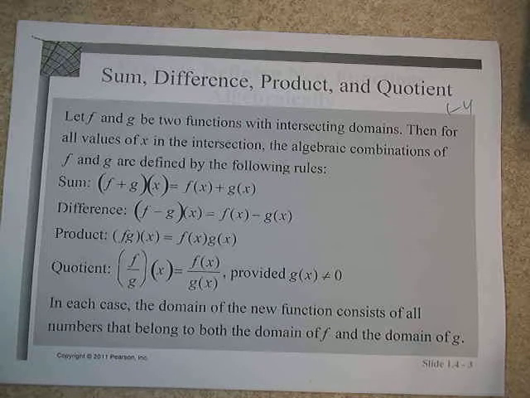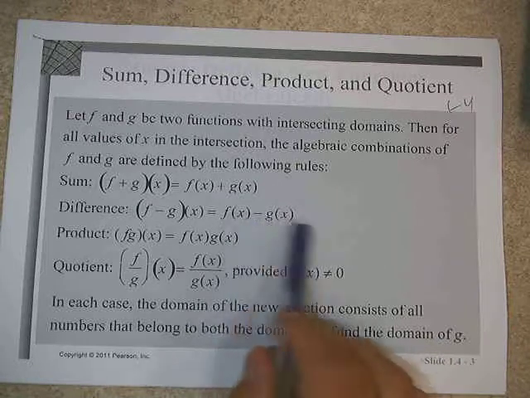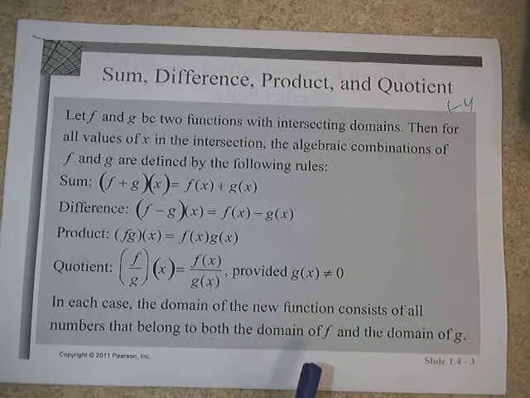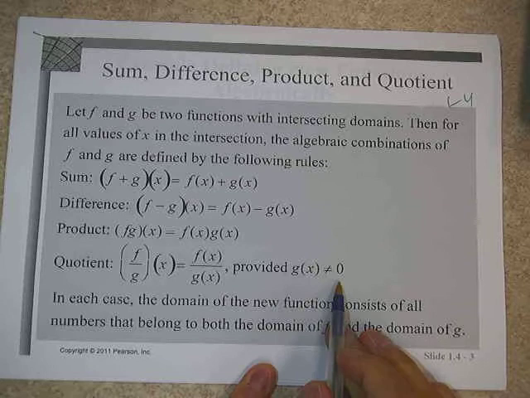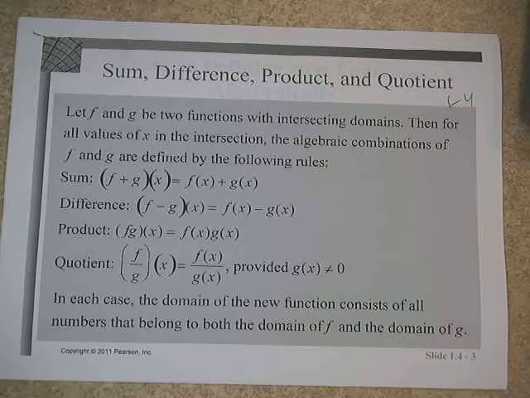So if we want to find the sum of 2 functions, okay, we ultimately just need to add them together, subtract to get the difference, multiply to get the product, and then divide to get the quotient. And one stipulation, of course, when we have a quotient is that the g function can't equal 0. Otherwise, okay, we'd have issues with our domain.